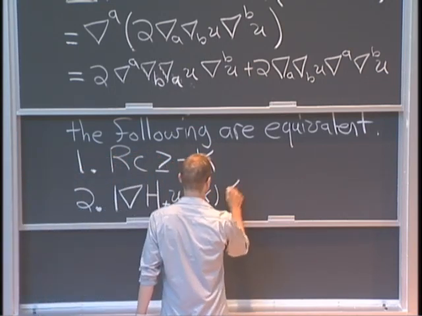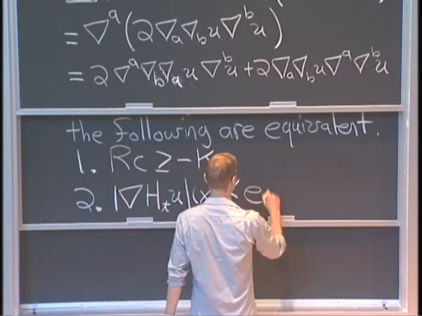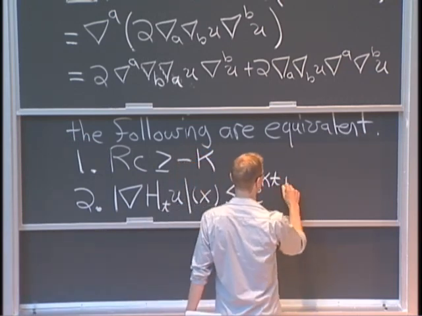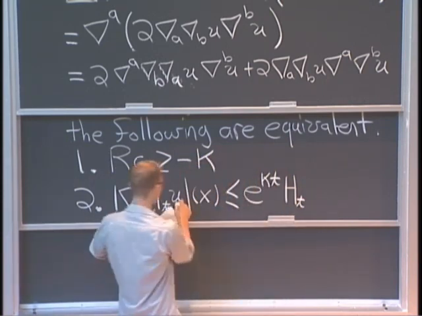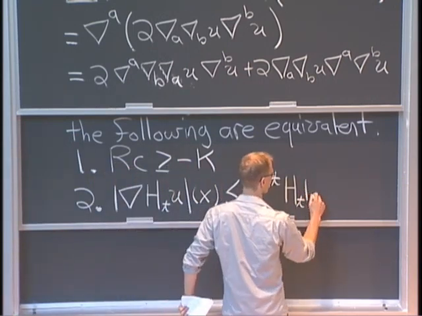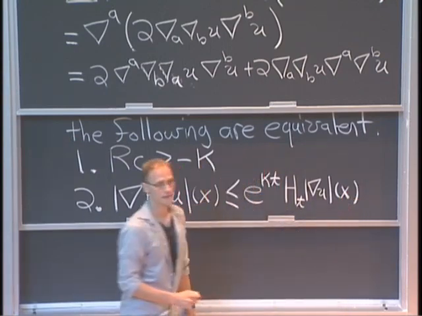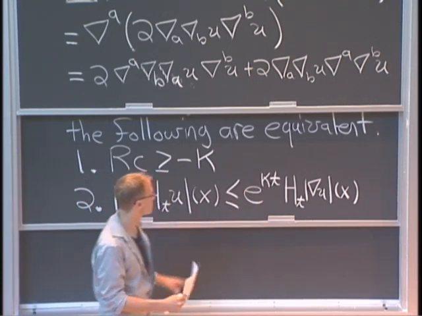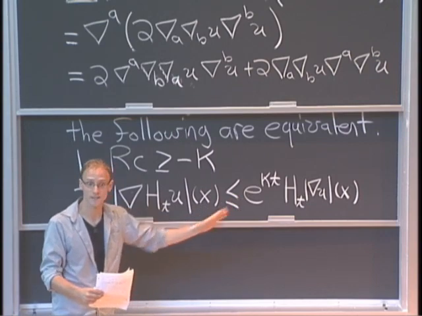Then, in fact, this is bounded from above by e to the kt times the function you get by taking, not flowing and then taking the gradient, but instead by taking the gradient and flowing. And then evaluating at x. So for non-negative Ricci, right, there's no exponential term. And it's basically saying, like, heat flow and the gradients, well, they don't commute, but they commute up to a sign, right?